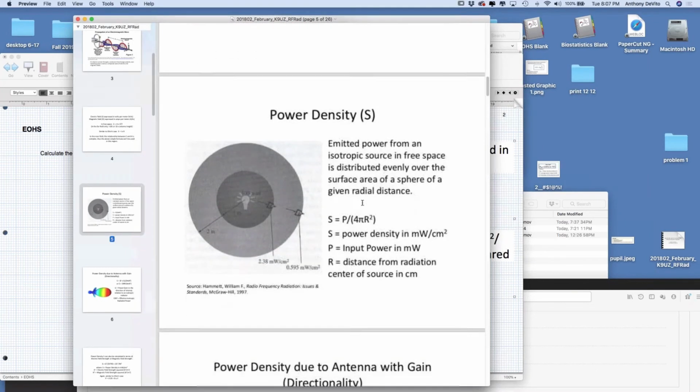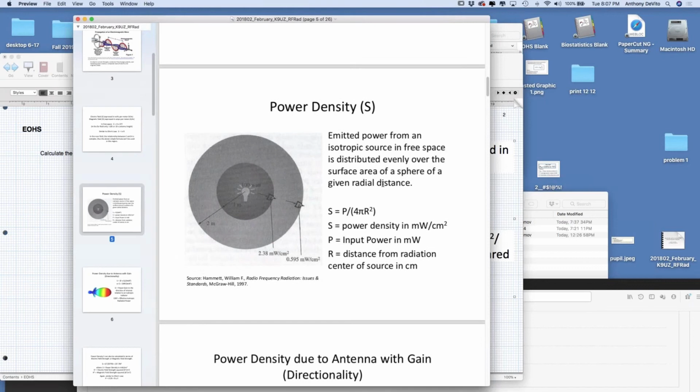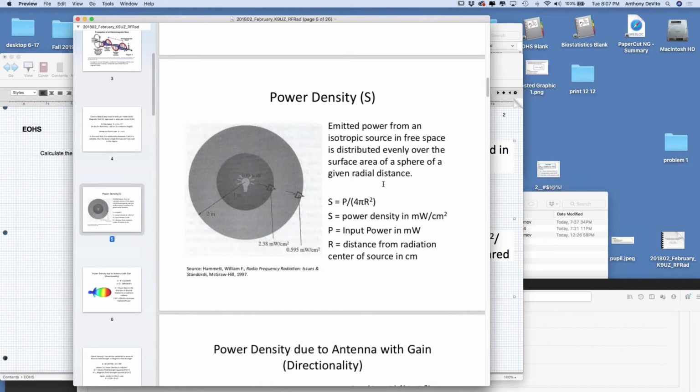Power density is the amount of power emitted into free space that's distributed evenly over the surface of a sphere as it goes out. As that sphere expands, we have a certain amount of power that's being generated. As that sphere expands, the density of that power diminishes per square centimeter. The density of that power diminishes as that sphere gets bigger.